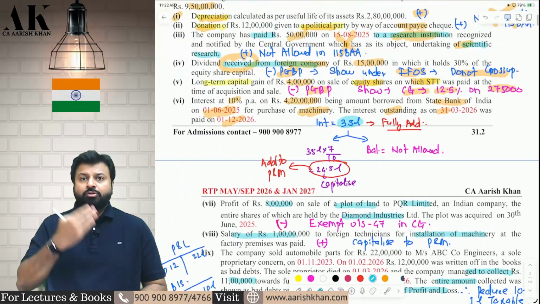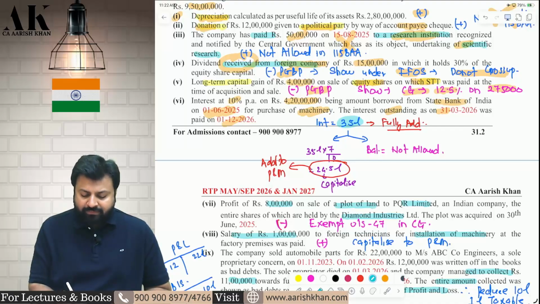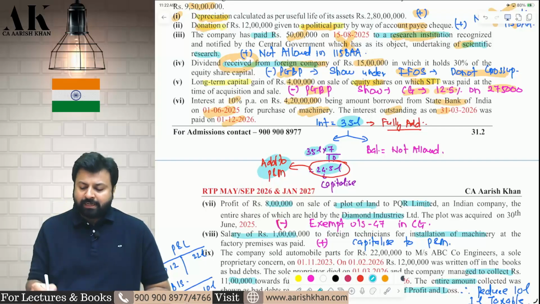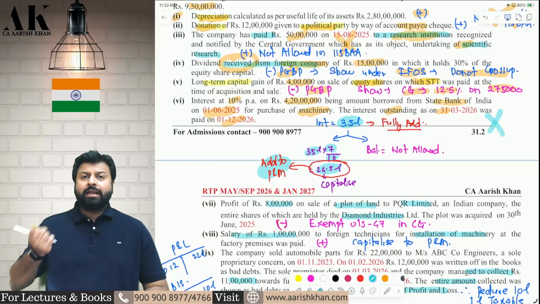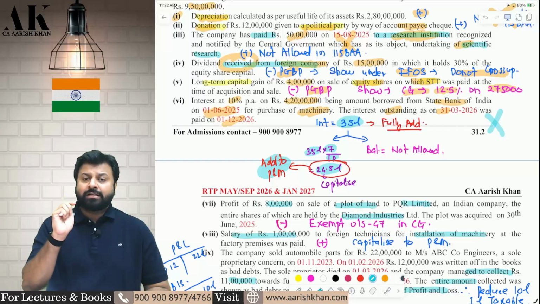It means from June to December, that is 7 months, the interest should be capitalized. Now find out the interest of 7 months. 35 into 7 divided by 10, that comes to 24.5. Add this to plant and machinery. Sir, this will be added to plant and machinery and we claim depreciation? Yes. But sir, it is not paid, doesn't matter. For claiming depreciation, it is not necessary to pay. Only to claim it as a revenue expense, it is necessary to pay.